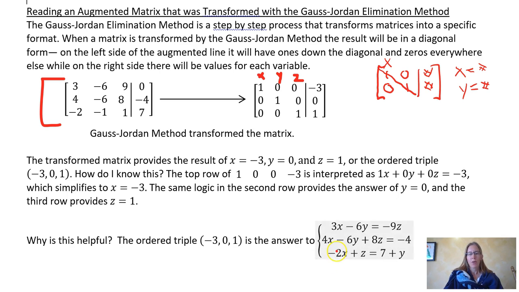with that ordered triple. So the augmented matrix that's created with the Gauss-Jordan method, that you either do by hand, which I don't recommend, or with an app, tells us the answer for the system of equations.